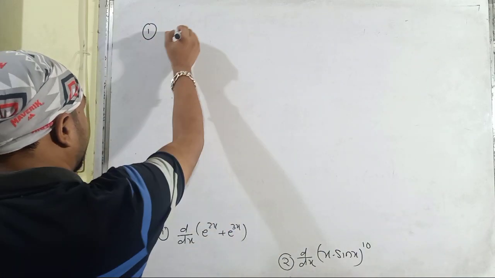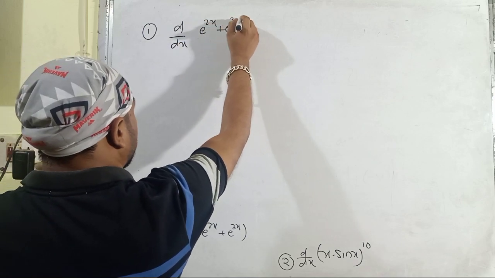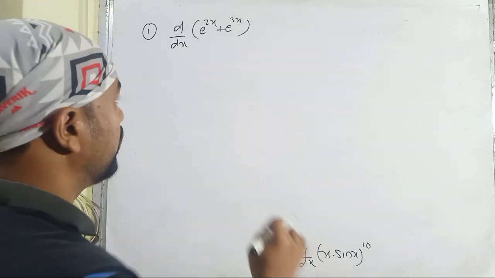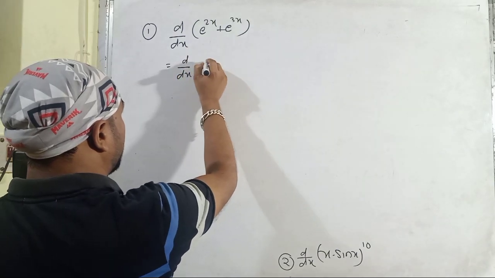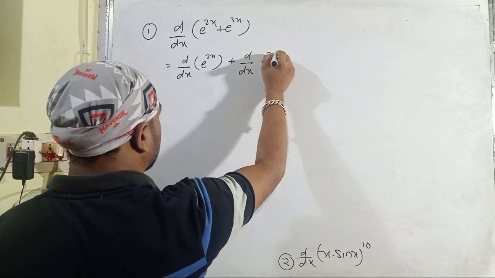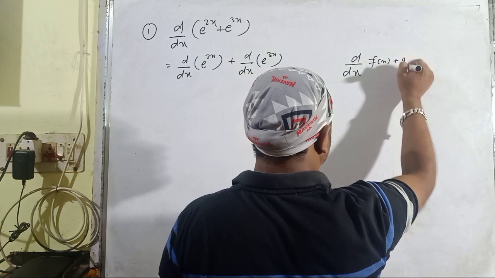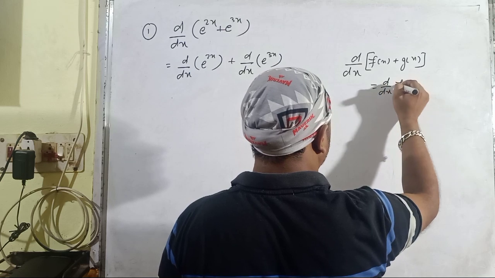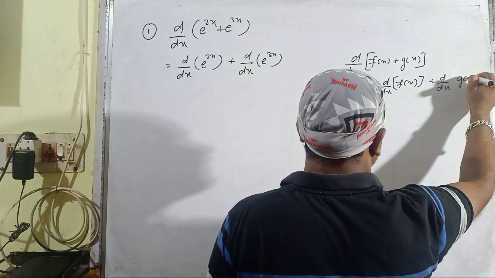Here is number 1. We have to differentiate the sum of e to the power 2x plus e to the power 3x with respect to x. First of all we have to apply the algebra of derivative. So it will be differentiation of e to the power 2x plus differentiation of e to the power 3x. We have just applied differentiation of f of x plus g of x, which is differentiation of f of x plus differentiation of g of x.